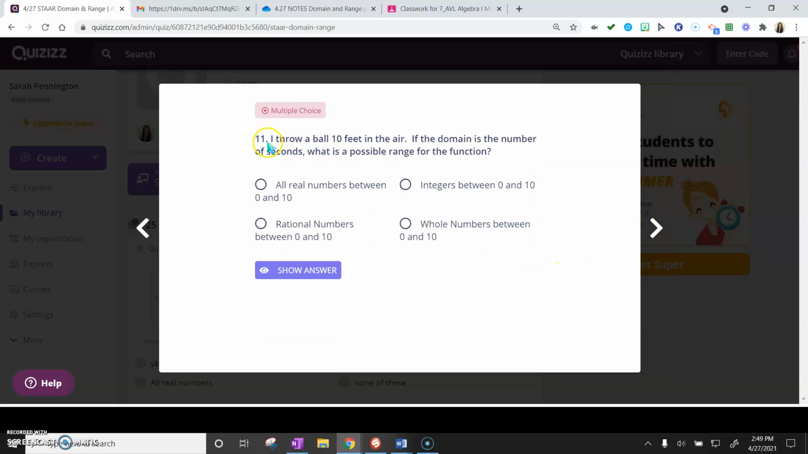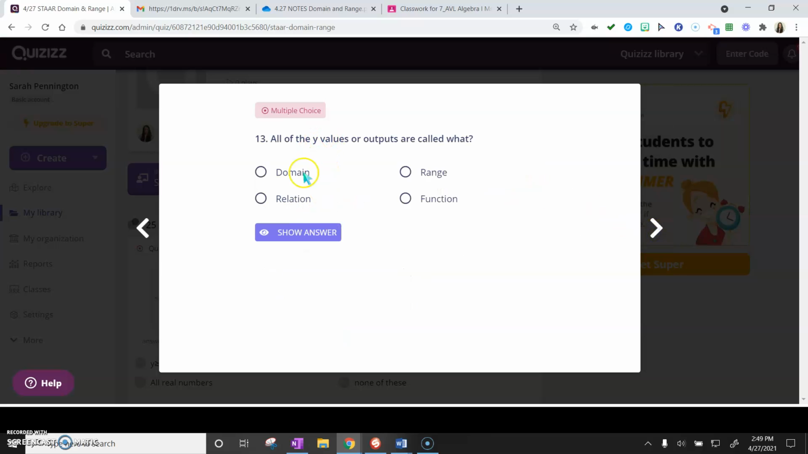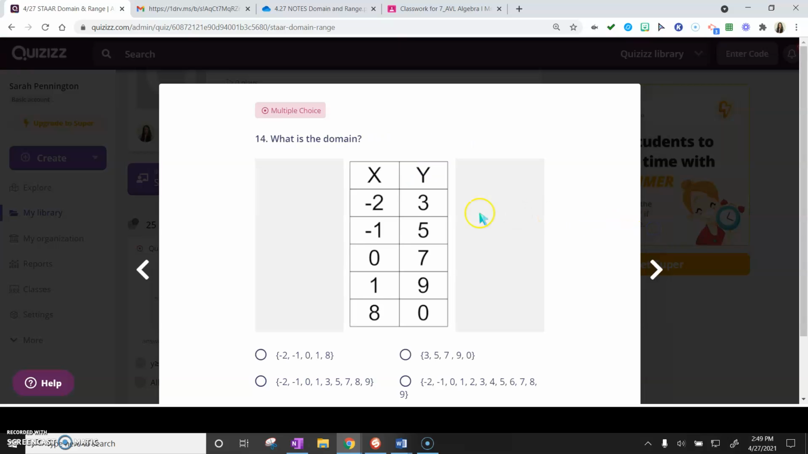If I throw a ball 10 feet in the air, think about how far it goes up. If I'm standing on the ground and I throw it 10 feet in the air, then it could be all numbers between 0 and 10. All right, we've done this one several times. So this function only consists of the ordered pairs listed. What's the domain? That's my x values, 52, 72, 86, and 105. Y values are called ranges.